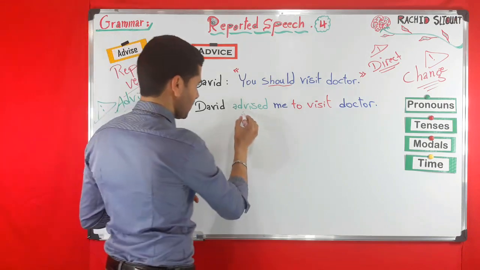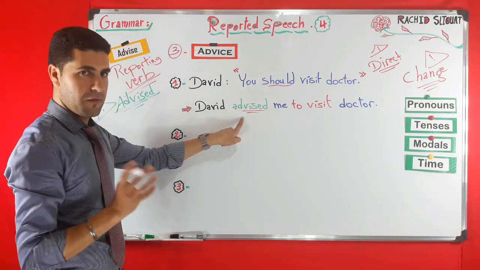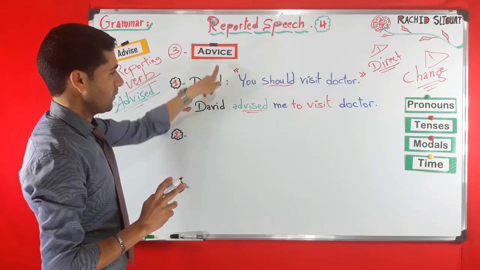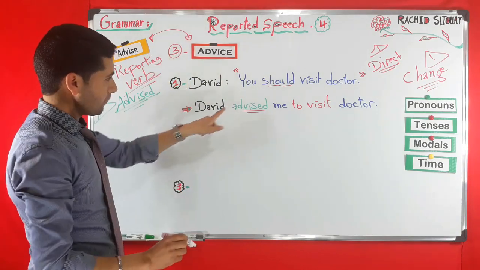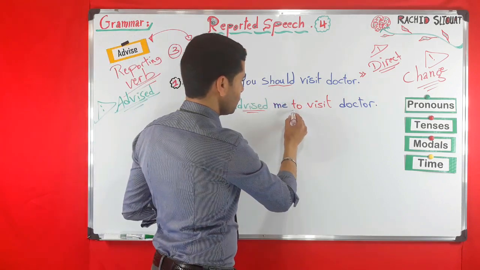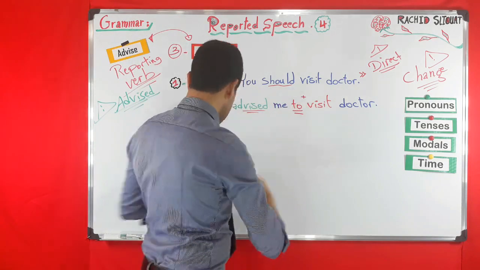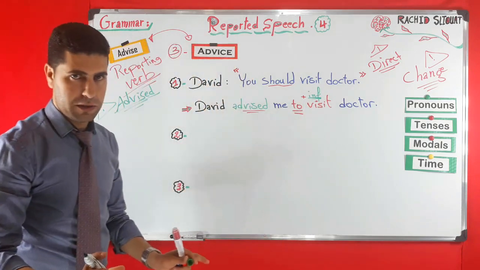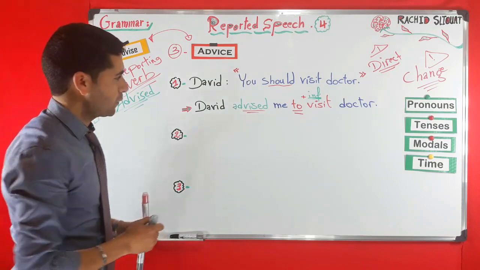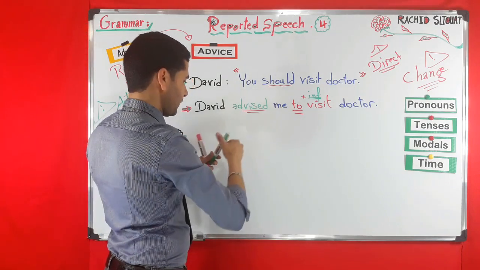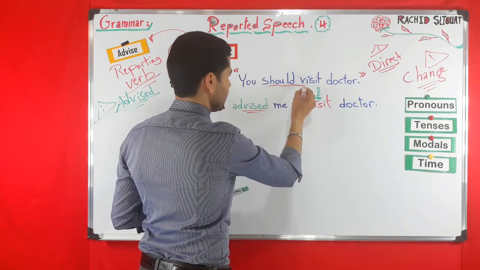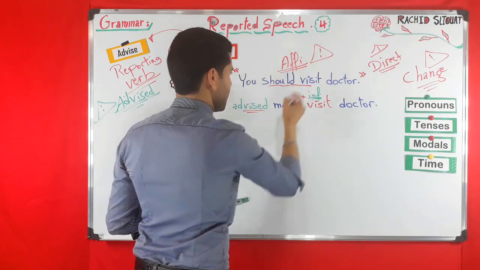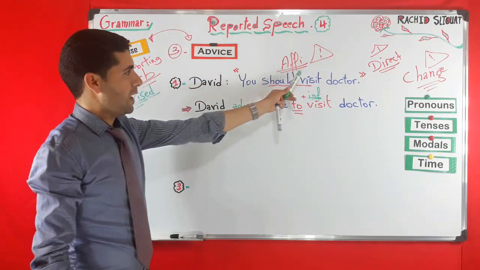As you can see here, we have the reporting verb advised, which is the verb advise in the past. So this is the reporting verb for advice. And here we have to plus infinitive, just like the way we report an order or command, right? This advice is affirmative. So remember this: to plus infinitive when it is affirmative.